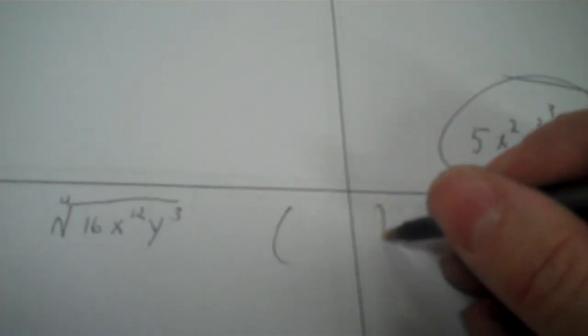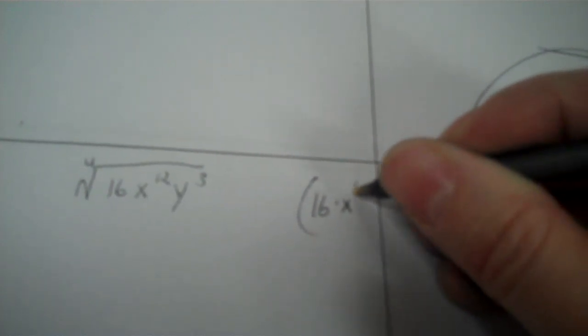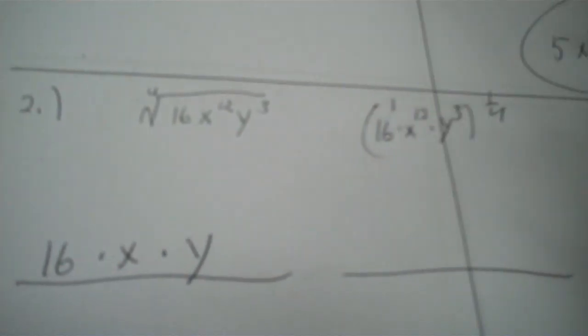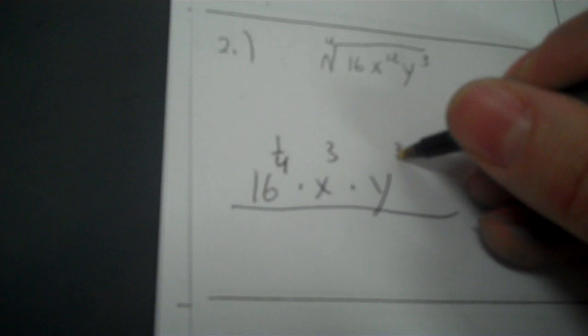Okay, next one. Make the 3 lines. Rewrite the expression without the radical, so make it to the 1/4 power. 16 times x to the 12th times y to the 3rd. Line 1, write the bases, apply the exponents. That's an easy step. That's to the first. 1 times 1/4 is 1/4. 12 times 1/4 is 3. Use a calculator if you don't know it. 3 times 1/4 is 3/4.